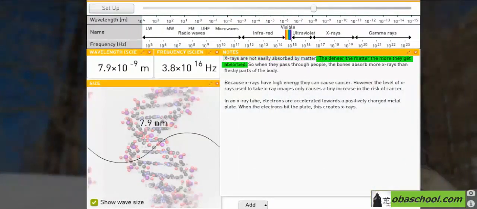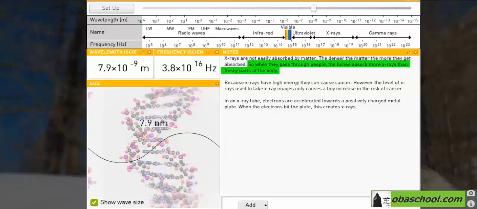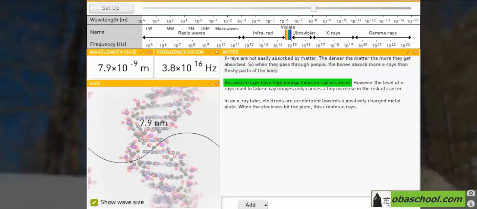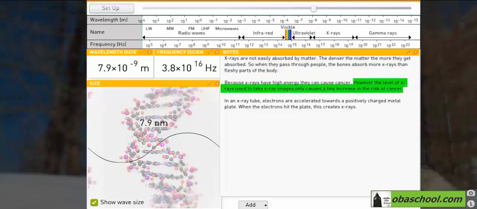The denser the matter, the more they get absorbed, since if the matter is thin and less dense, X-rays will pass through it and they will not be absorbed. So, when they pass through people, the bones absorb more X-rays than fleshy parts of the body like muscles. And because X-rays have high energy, they can cause cancer. However, for sure, the level of X-rays used to take X-ray images in hospitals are regulated and can only cause a tiny increase in the risk of cancer.